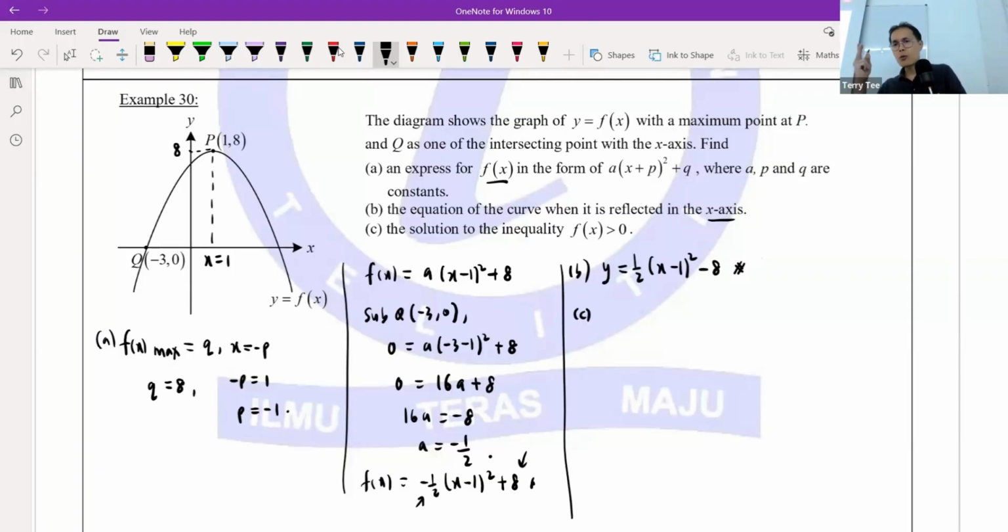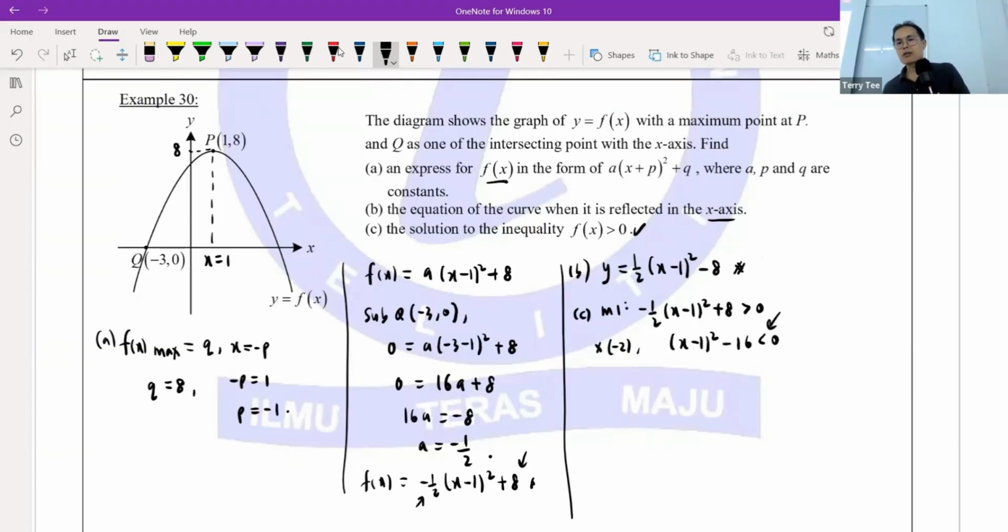Okay, for part C, I have two different methods to show you. Method 1 is the standard method. Yeah, most of you probably are more familiar with this. You take -½(x - 1)² + 8 more than 0. This is my f(x). Right. Number 2, you don't like negative, right? What do I do? Multiply by -2. Whenever you times and divide with negative, what happens to the symbol here? The symbol has to change, right?